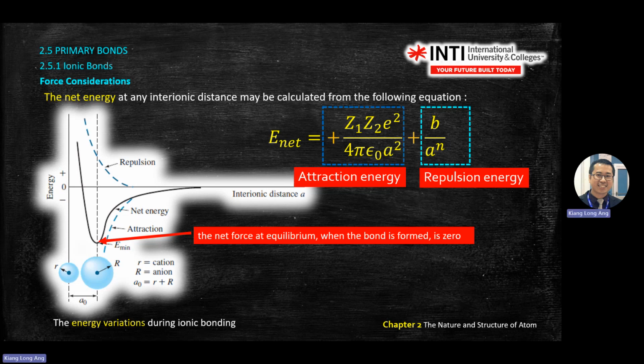Okay. So it means the value given in the question, when you see E minimum, it means the stable bonding is formed. So you use this energy on the left-hand side.